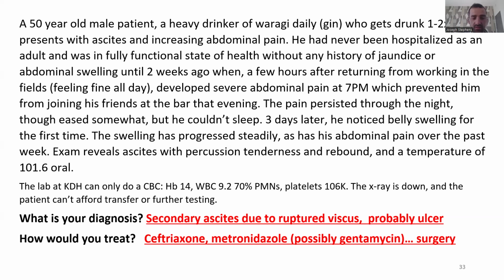What happened here is this patient has secondary ascites due to a ruptured viscus, probably an ulcer, and you would treat with Ceph, Metro, and surgery. The reason why you can come to this diagnosis is because, one, the pain preceded the abdominal swelling by 3 days. The guy has no history of known ascites, as we said, as necessary in cirrhosis. So both of those things tilt you away from spontaneous bacterial peritonitis.